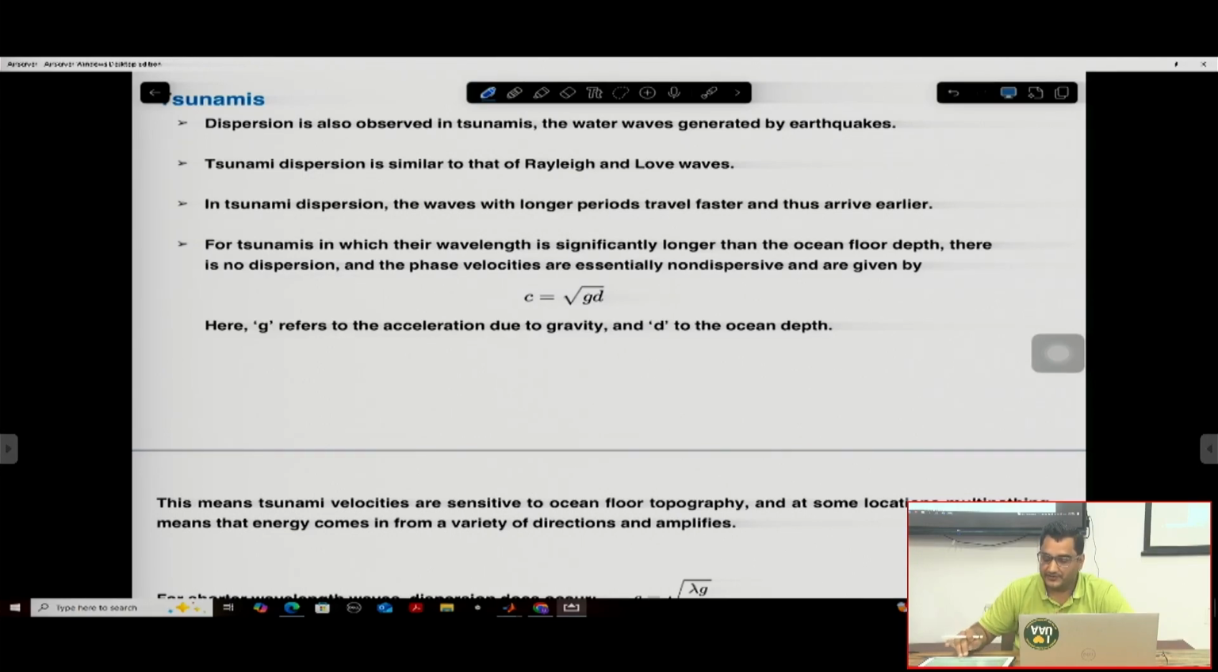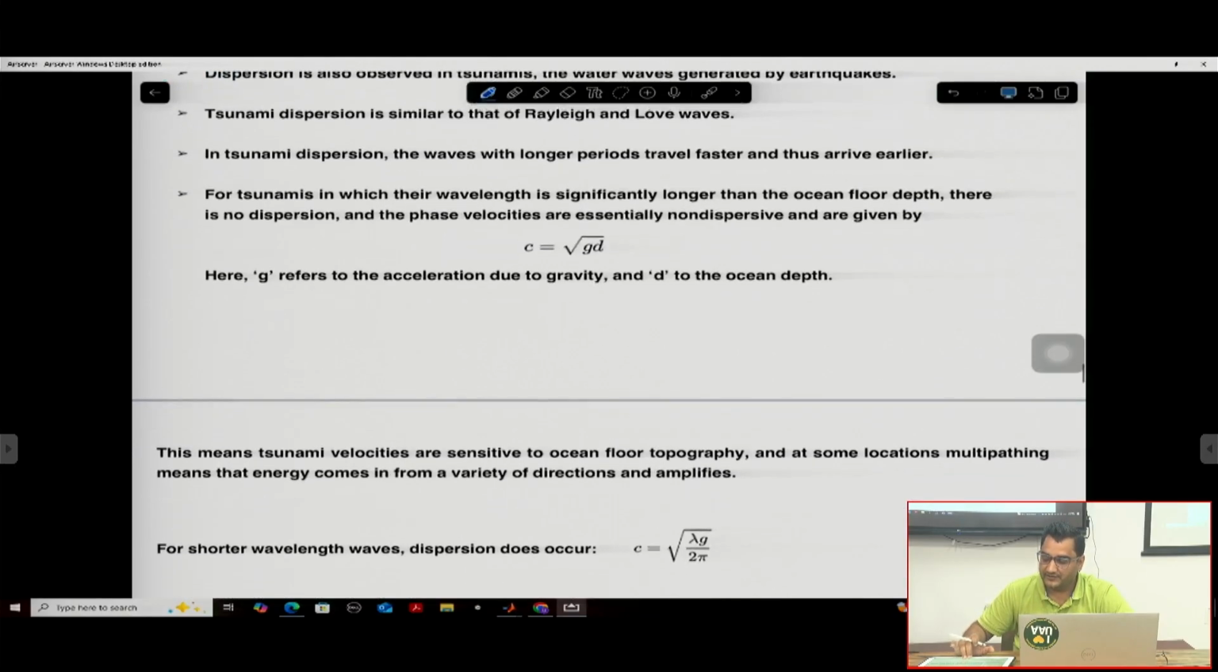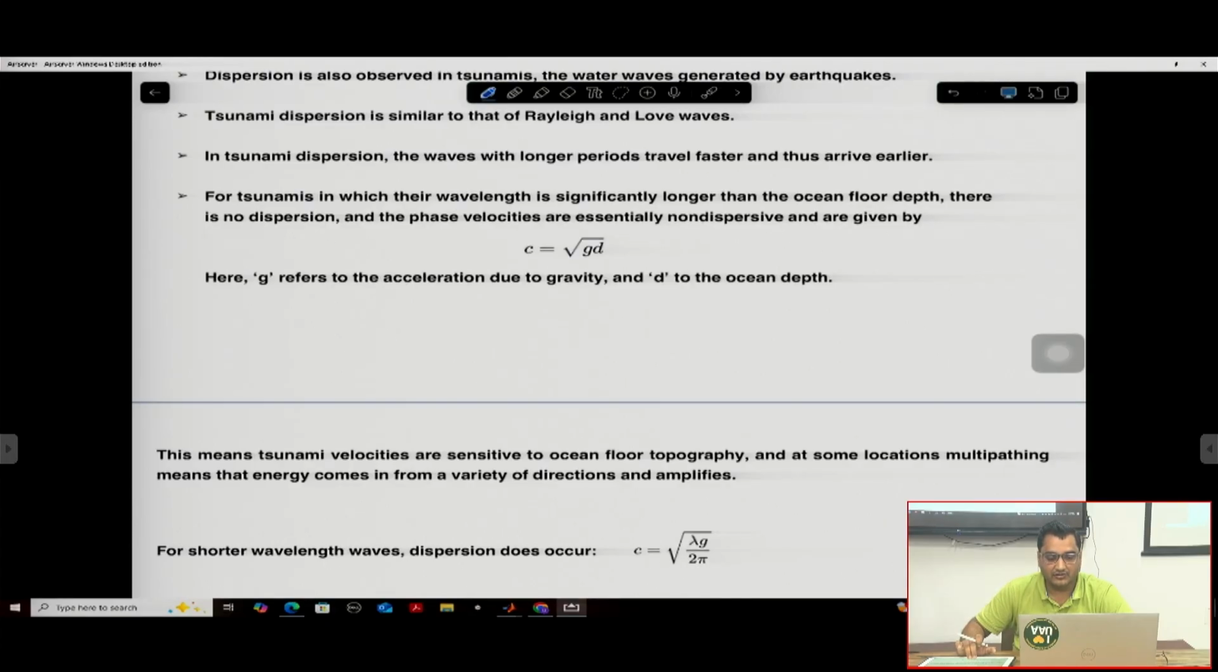Okay, so tsunami dispersion is also similar to the Rayleigh and the Love wave. In tsunami dispersion, also, the longer period waves travel faster and thus arrive earlier. If you look at the tsunami, the dispersion basically depends upon its wavelength. If the wavelength is large, comparable to the water column depth, then you won't see any dispersion. For dispersion in a tsunami, you should have your wavelength smaller than the water column depth, then only you will see dispersion.